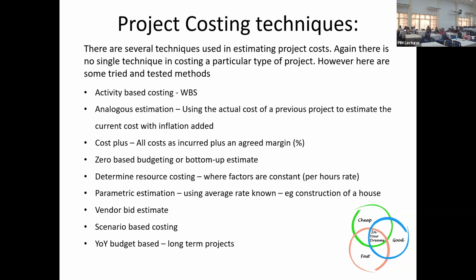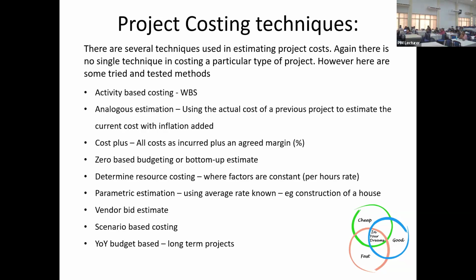Then vendor bid estimate. If you don't know the price of a project, you normally call for tenders. Then you have a rough idea of what the price might be. He gives you a rough idea, okay, this is the range. Like we did in the Singaraja project, we had high risk, low price, and high price, low risk. Then scenario-based costing, using technology to price various scenarios. And then obviously long-term projects are budgeted year-on-year, so we need to keep revising the budget.